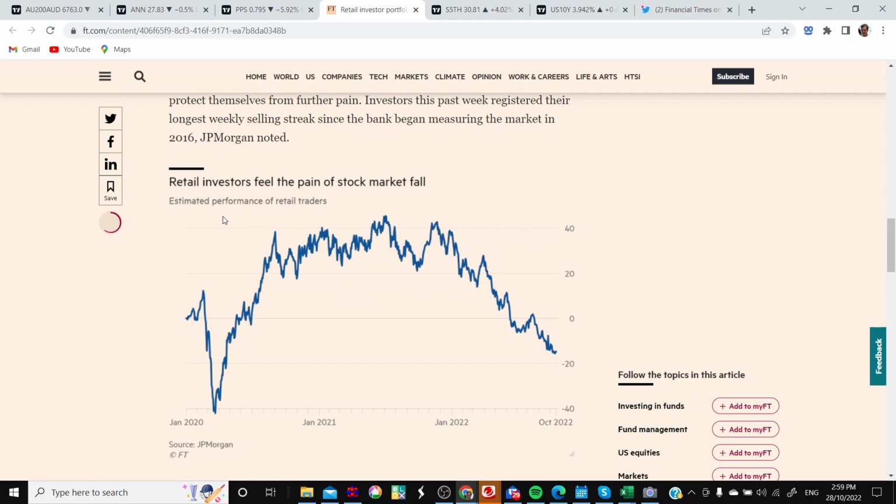This is the graph they've compiled, estimated performance of retail traders. This is from the beginning of the year. This is where they say down 44% year to date. But if you go back, the peak was midway through last year. So that to me looks like a decline of something in the order of approaching 60%, which is quite extraordinary. And you think, what causes a portfolio to potentially be down 60%?